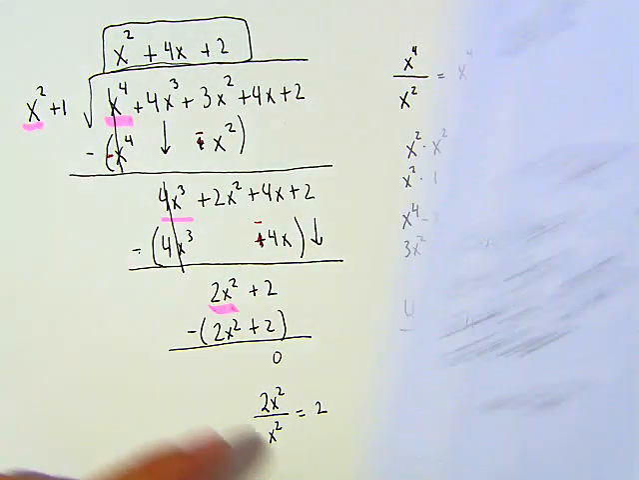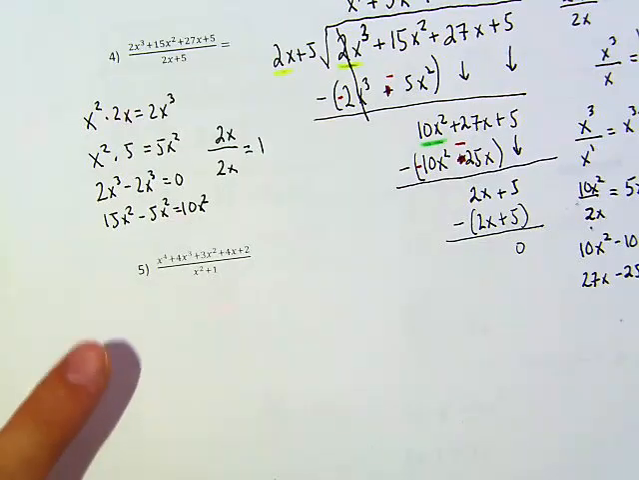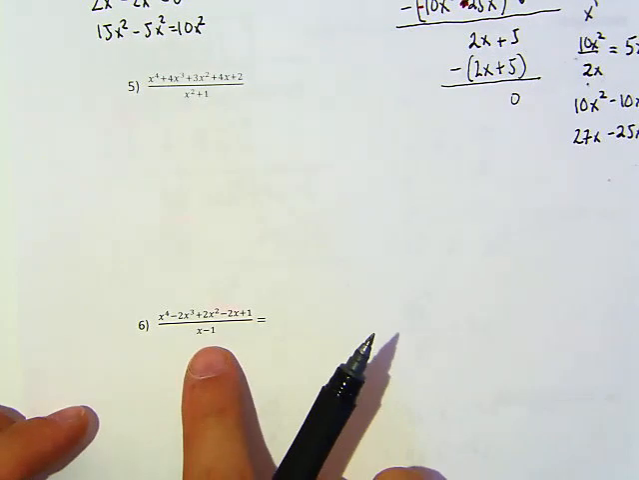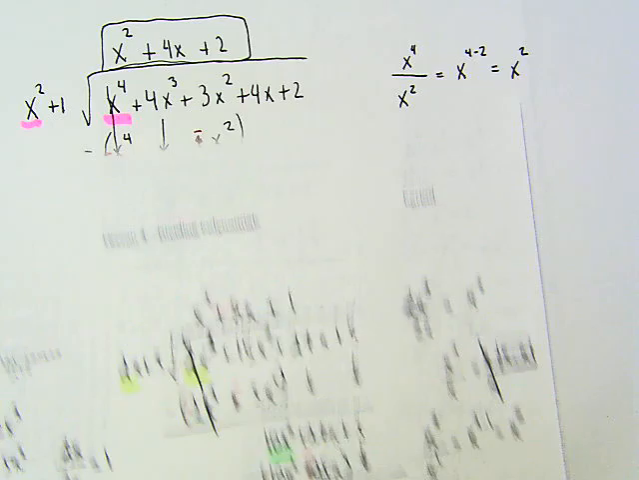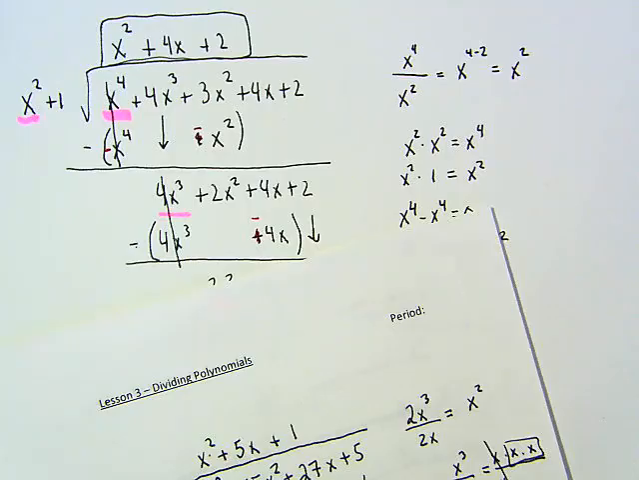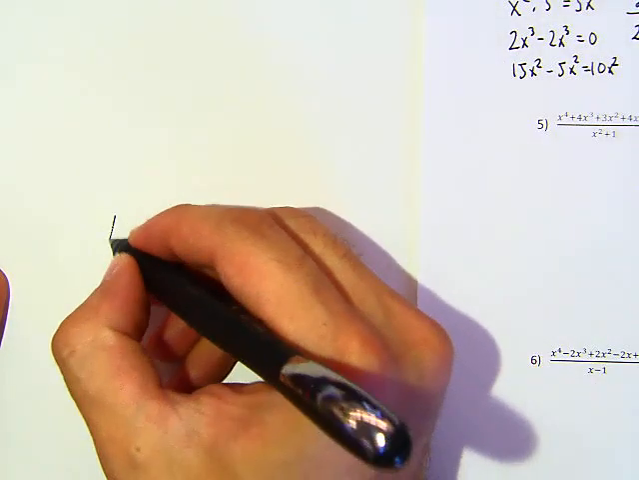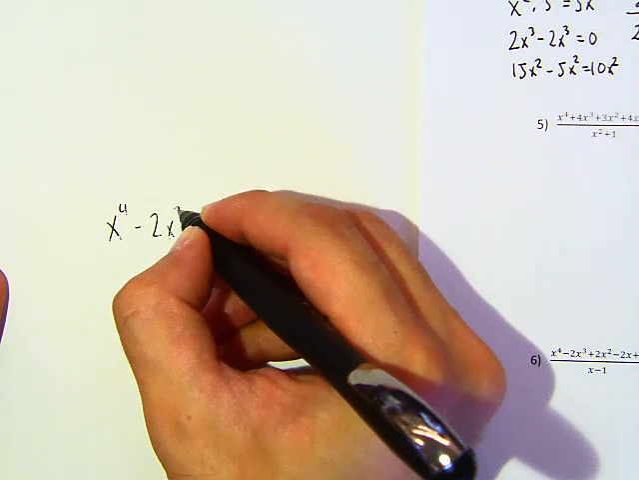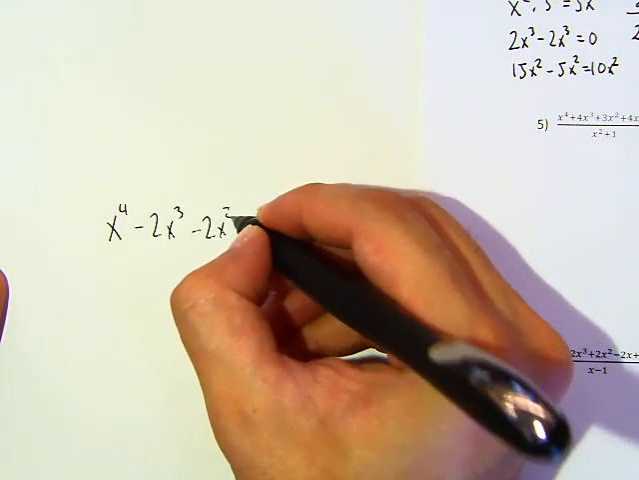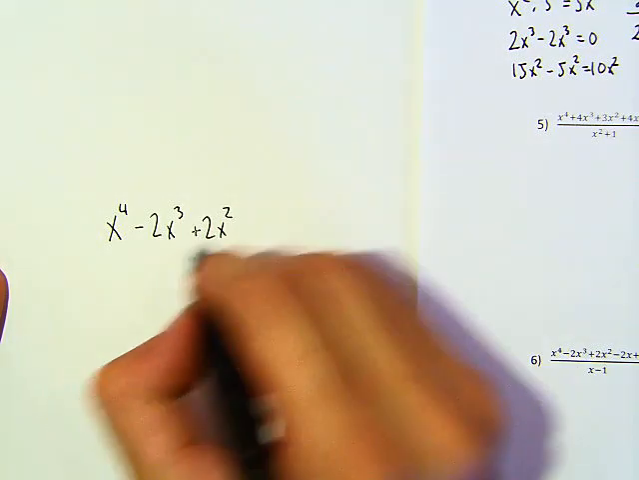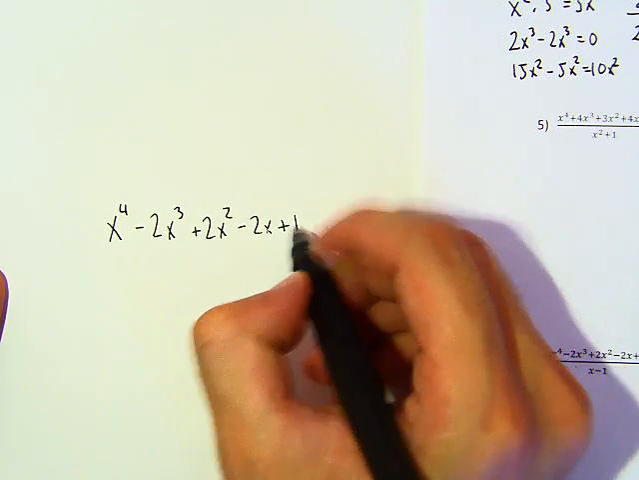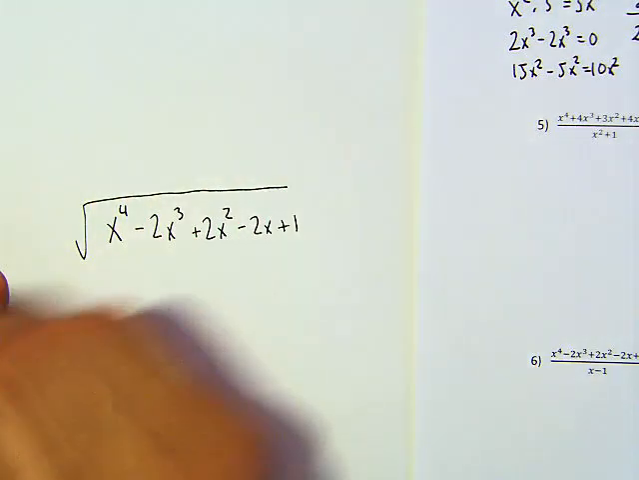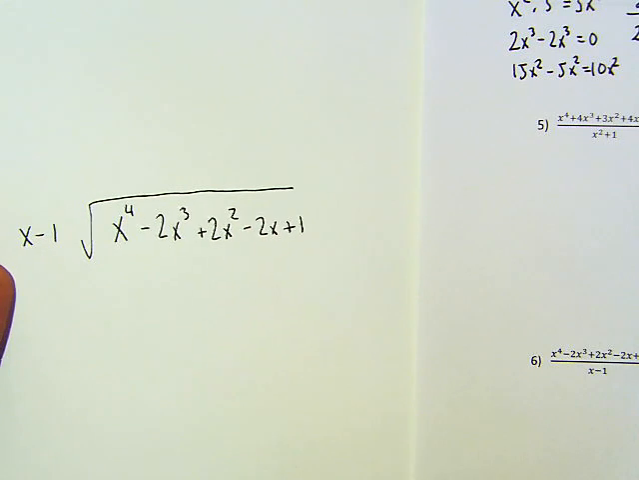Okie dokie. So we did 4. We did 5. What I want you to do is, let's do 6 together. This has been a lot. Well, let's do 6 together. So number 6. I'll say x to the 4th minus 2x cubed minus 2x squared, plus 2x squared minus 2x plus 1 over x minus 1. Okay, so this is number 6.